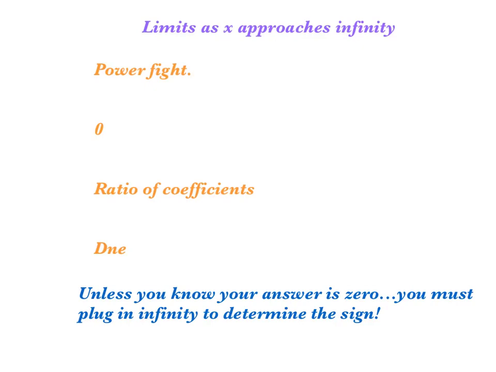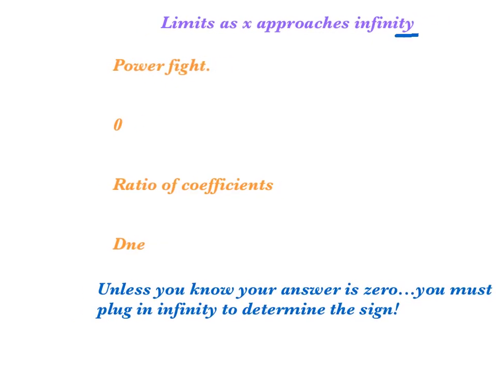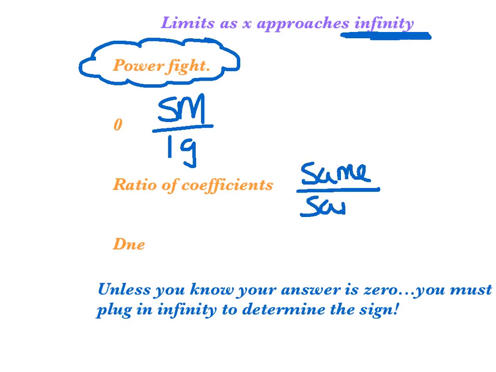All right, moving on. Limits as x approaches infinity. This time when you see a limit as x approaches infinity, you need to think power fight. There are 3 options that can happen in your power fight. You will get an answer of 0 if you have small over large. You'll use the ratio of the coefficients when you have the same over same. And you'll get does not exist.